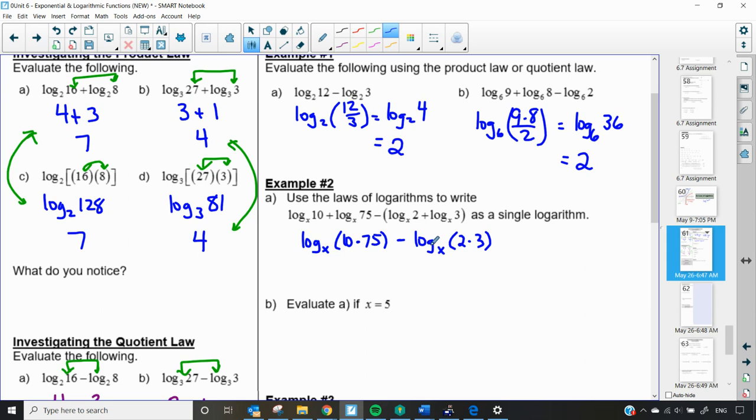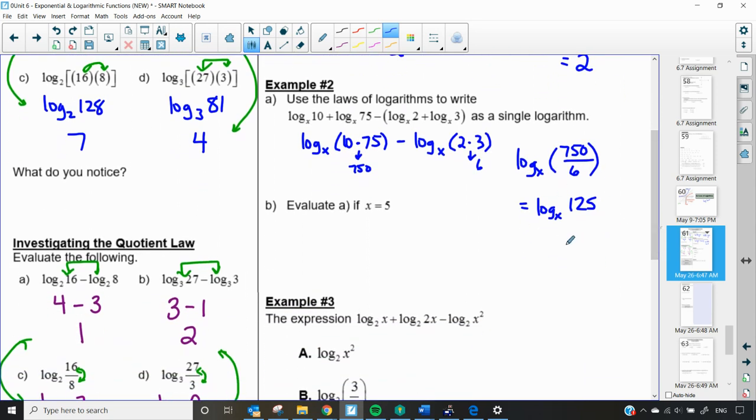Now, because we have the same base, we can actually divide as well. So 10 times 75 is 750. 2 times 3 is 6. So we can write this as log base x of 750 divided by 6. Now simplifying, that gives me log base x of 750 over 6, which is 125. Now we would stop there, but we're asked to evaluate if x equals 5. So we can rewrite this as log base 5 of 125. Putting that into our calculator, we get 3.